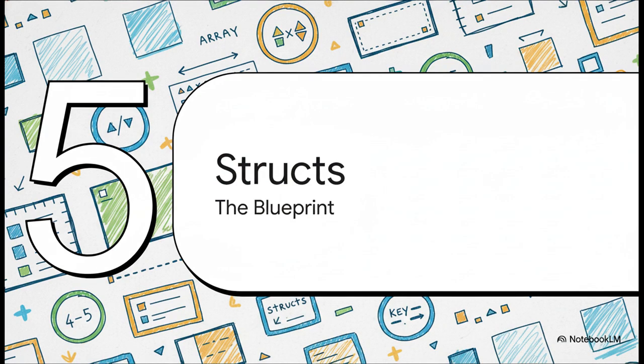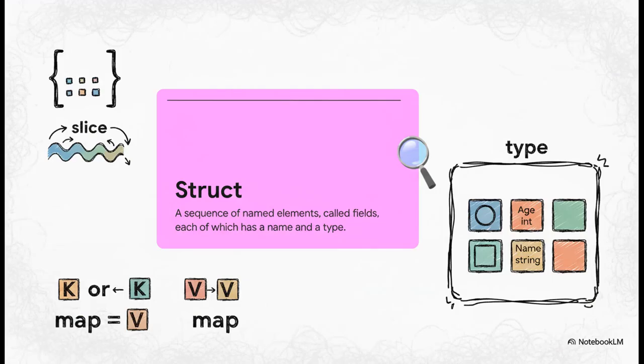All right, finally, we come to the most powerful tool for creating your own custom data types in Go, the struct. A struct, which is just short for structure, is a way to bundle different pieces of data together into one single logical thing. Each piece of data, which we call a field, gets its own name and its own type. This lets you model real-world things.